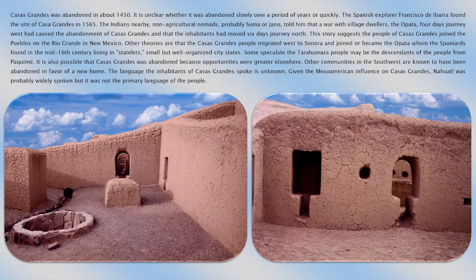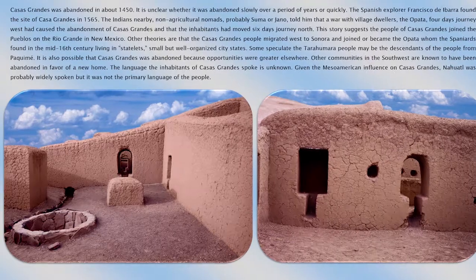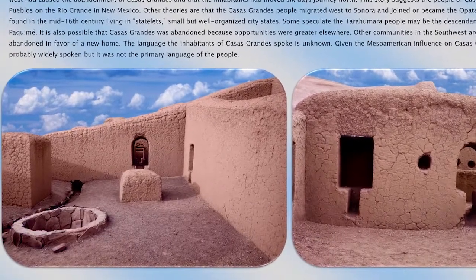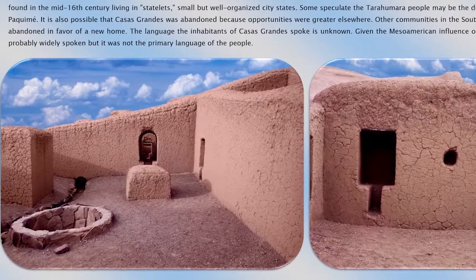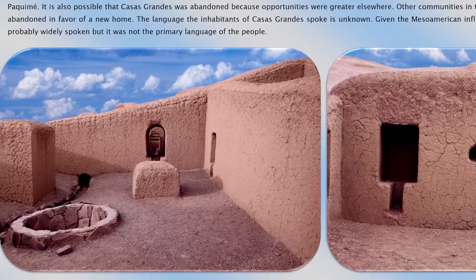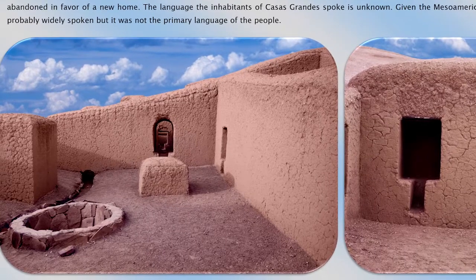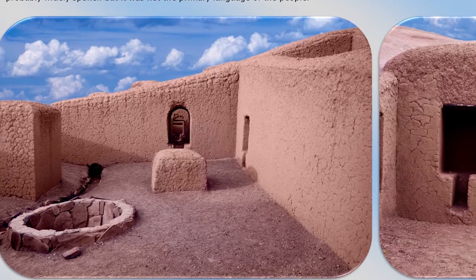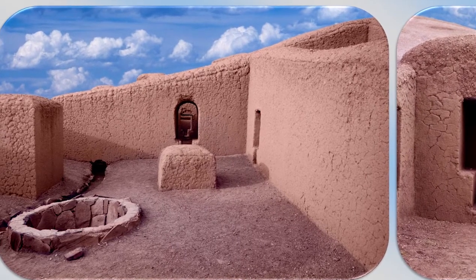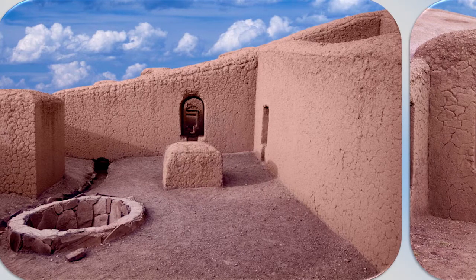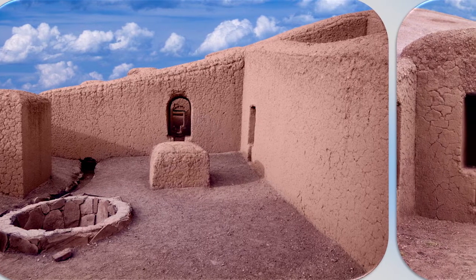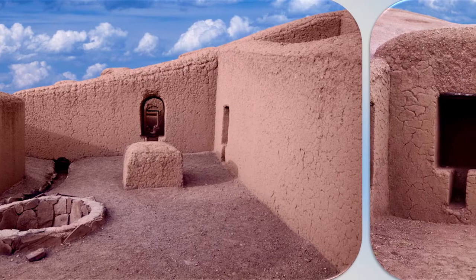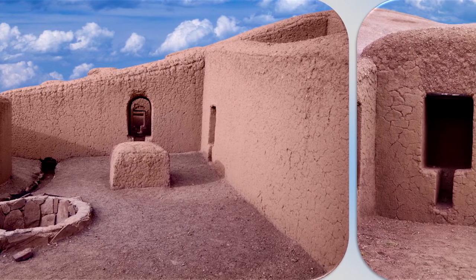Casas Grandes was abandoned in about 1450. It is unclear whether it was abandoned slowly over a period of years or quickly. The Spanish explorer Francisco de Ibarra found the site of Casas Grandes in 1565. The Indians nearby, non-agricultural nomads, probably Suma or Jano, told him that a war with village dwellers, the Opata, 4 days' journey west, had caused the abandonment of Casas Grandes, and that the inhabitants had moved 6 days' journey north. This story suggests the people of Casas Grandes joined the pueblos on the Rio Grande in New Mexico.